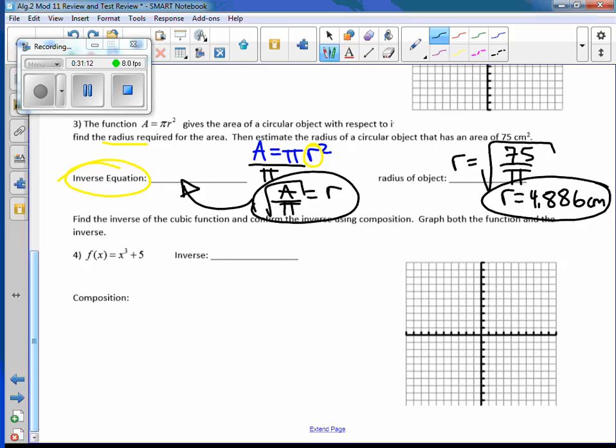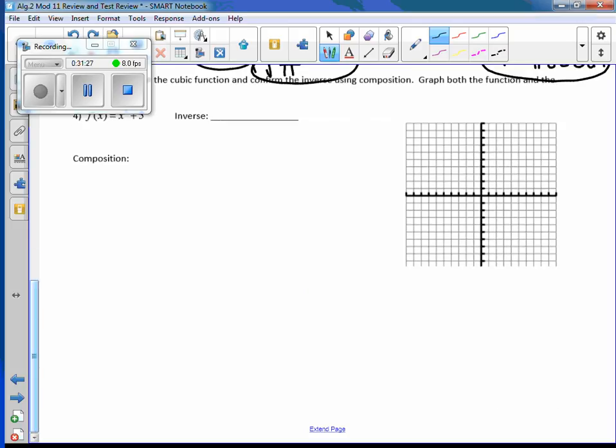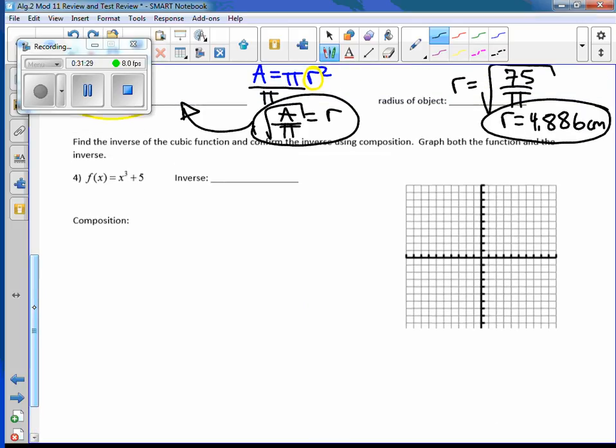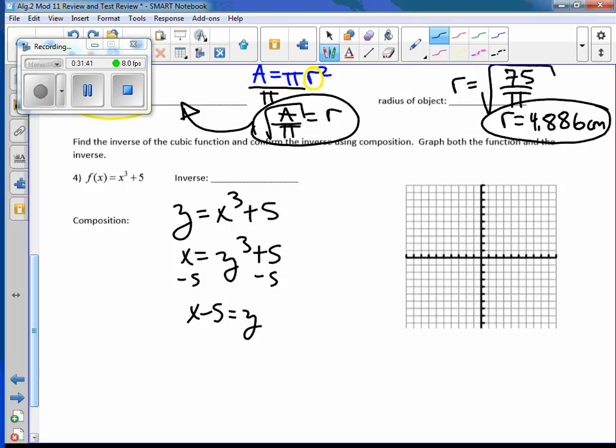It says find the inverse of the cubic function and confirm the inverse using composition. Now this is very similar to what we've done before. So let's go ahead and let's start. So the inverse. So here's our equation. So same as before, let's go ahead and just switch these letters. And let's solve for y. So we get x minus 5 equals y cubed.